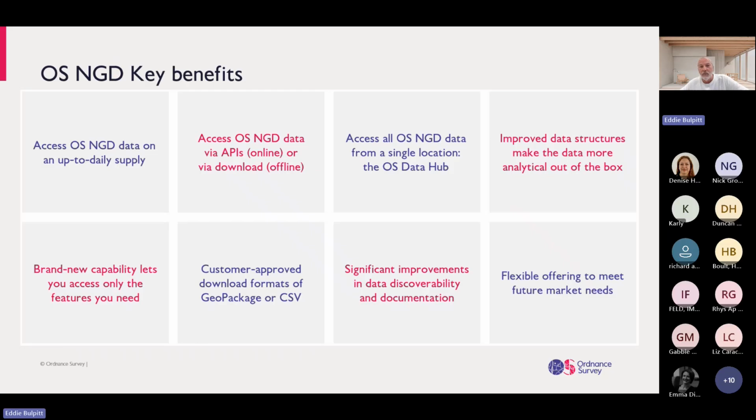And GeoJSON is available via the OS NGD Features API, and vector tiles are also available via the OS NGD API Tiles. Although through Digimap, the options are only, I think, GeoPackage and file geodatabase, and the data is more discoverable with improved data structures and metadata.